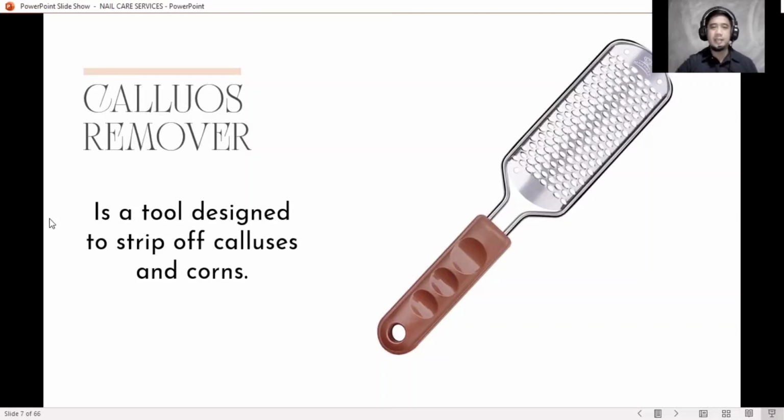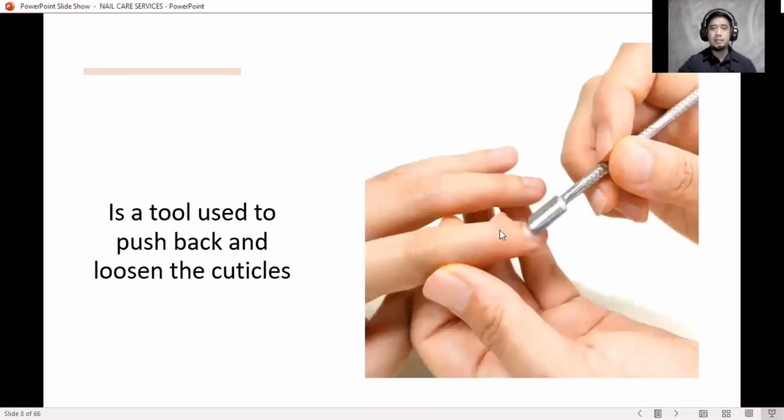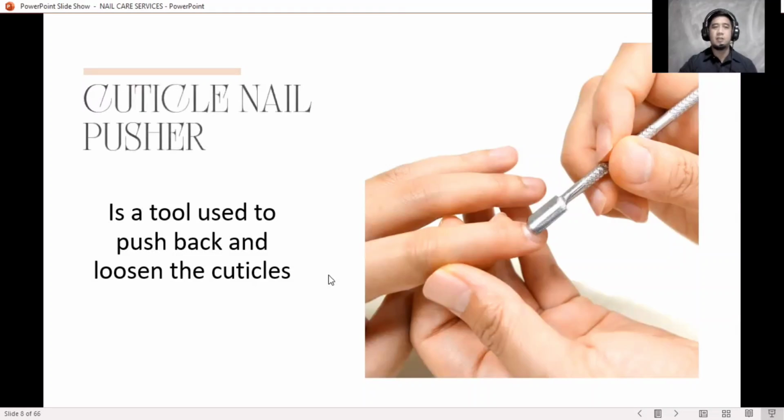So the next tool is this one. It is a tool used to push back and loosen the cuticles. When we say cuticles, these are the dead skin that we have on our nails. So what is this thing? This is a cuticle nail pusher.